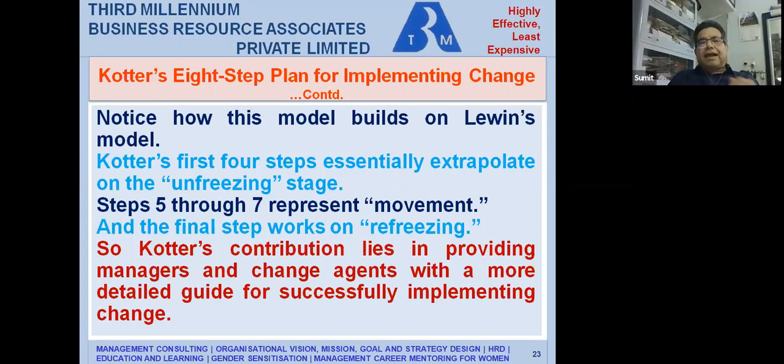So what is happening today, the moment lockdown opens, people just forget that lockdown is opening only for economic reasons. The virus has not gone away. So that is the mistake which happens in organizations also.